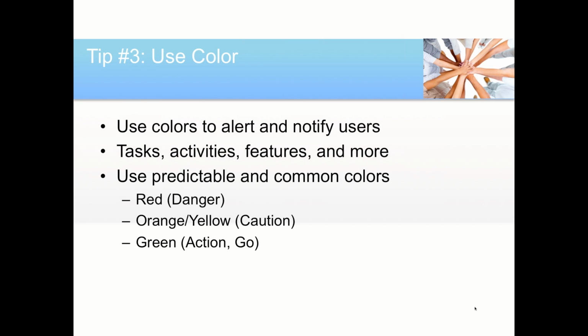So tip number 3 is to use colors to alert and notify users. And earlier we talked about color psychology and what each color meant. We learned that colors do play a fundamental role in application design, particularly in the design of great user interfaces. Use colors to alert and notify users to different tasks, activities, features, and more in the form of button colors and alerts. Generally, it's best to use predictable and common colors. Green's a great indicator that everything's good, while orange and red can be used to indicate a small or serious problem.